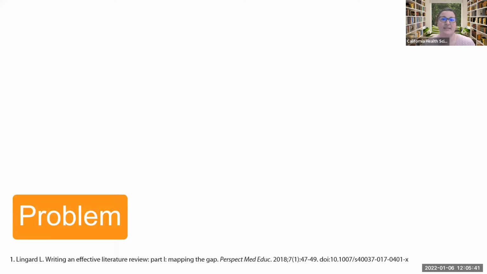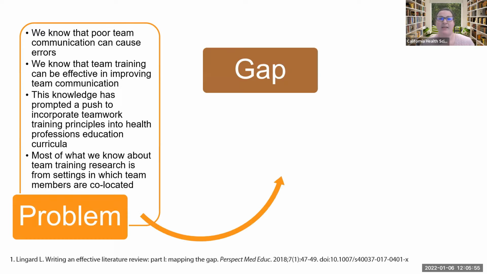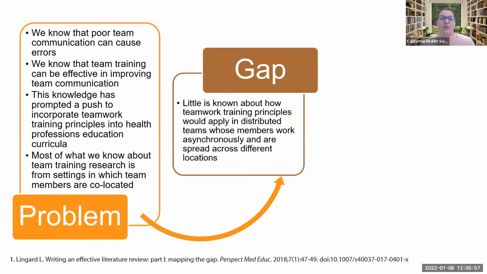So here's a specific example. This problem, and this is from her article, has to do with poor team communication and all of the things that we know that team training can be effective, some of the changes that have happened. And then as you start to look and you're reading, we can see the gap. Well, we know all this stuff about poor team communication, but we really don't know much about how teamwork training principles would apply in distributed teams.